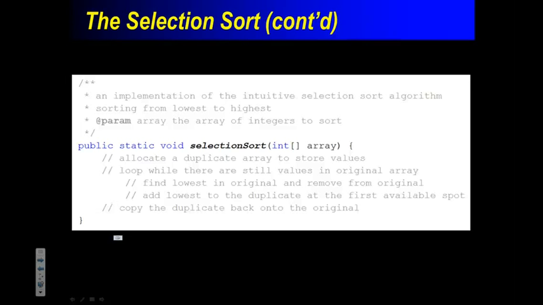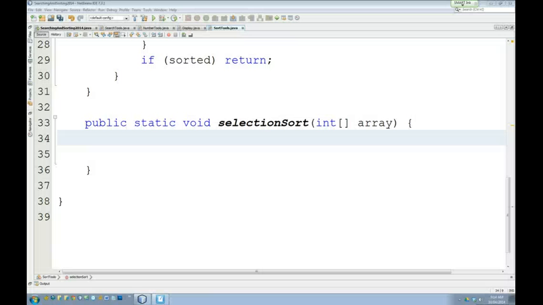This is the pseudocode on the selection sort right here. The pseudocode is: allocate a duplicate array to store the value. So I create a duplicate array. Loop while there's still values in the original array, find the lowest in the original and remove it, add the lowest to the duplicate at the first available spot, and then copy the duplicate back onto the original. Wow. Let's do this.